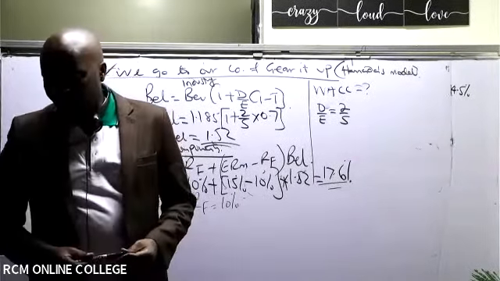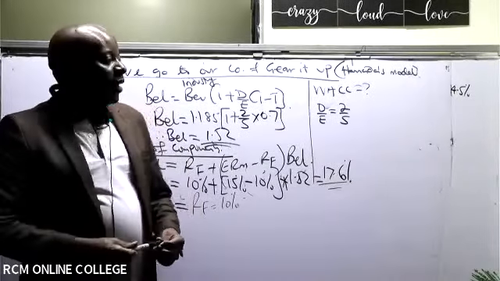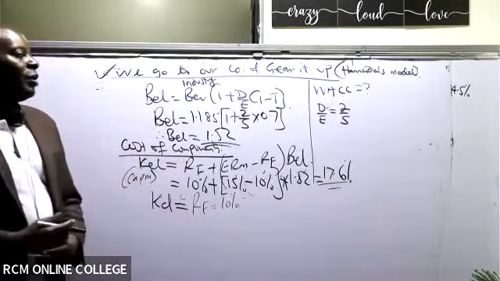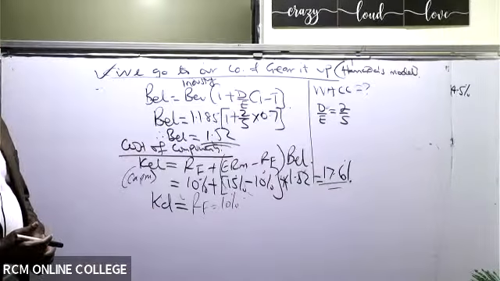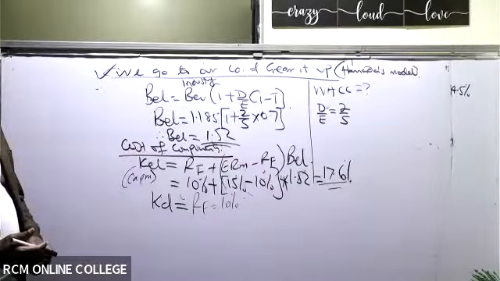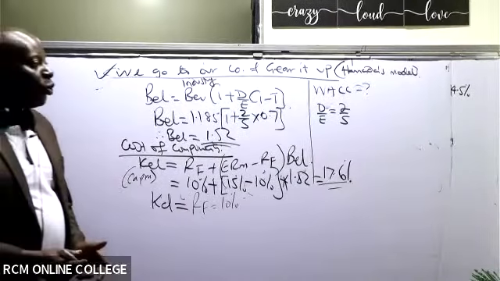So you have 2/5. This is 2/5. Remember, it's not 2.5. No, this is 2/5. There are two ways of getting the weight of debt.